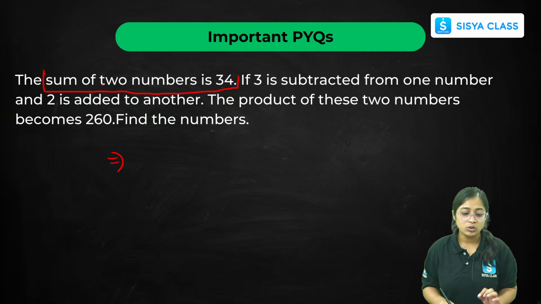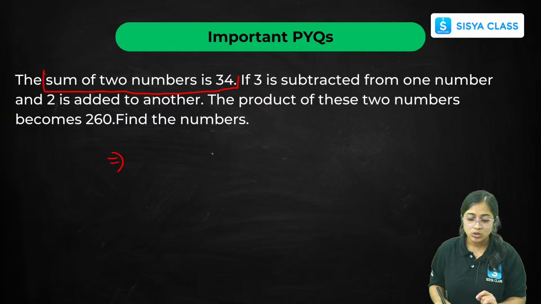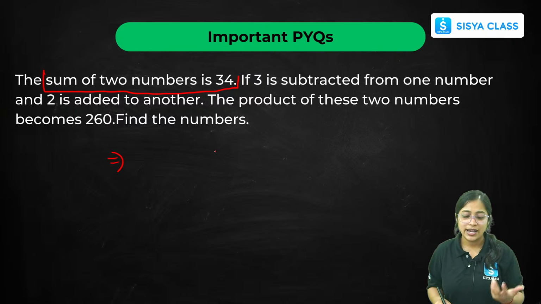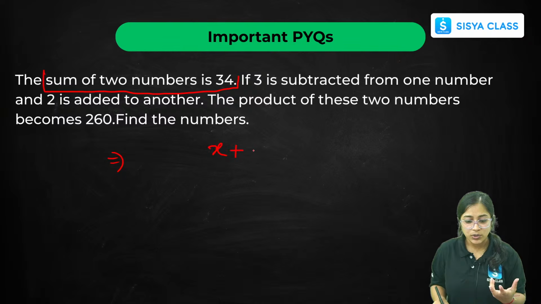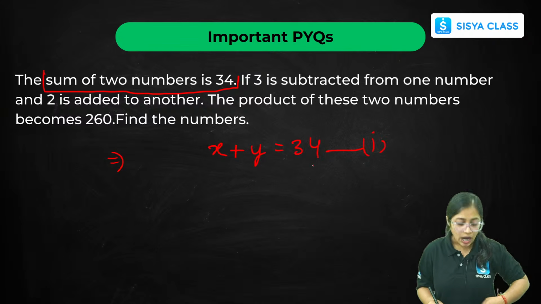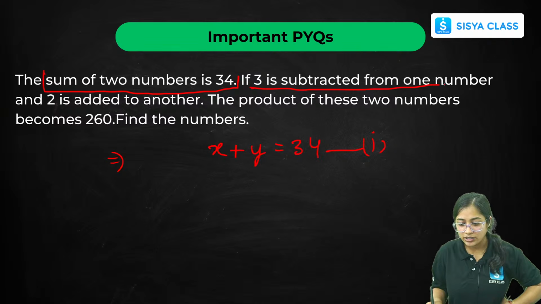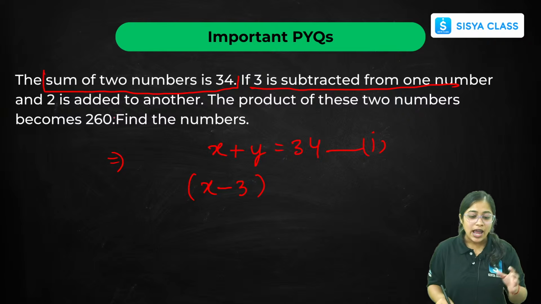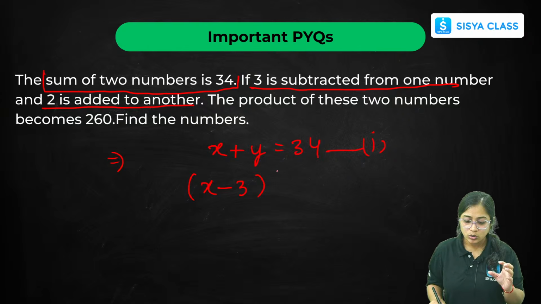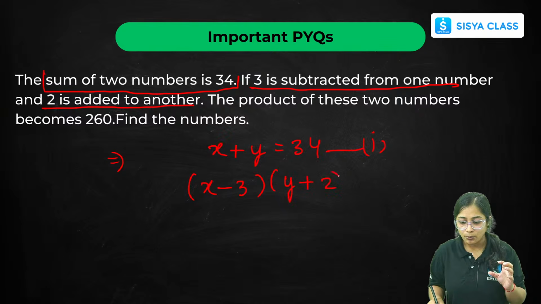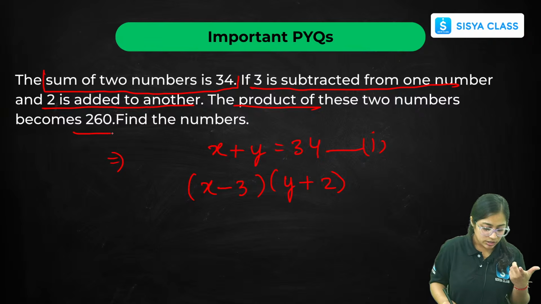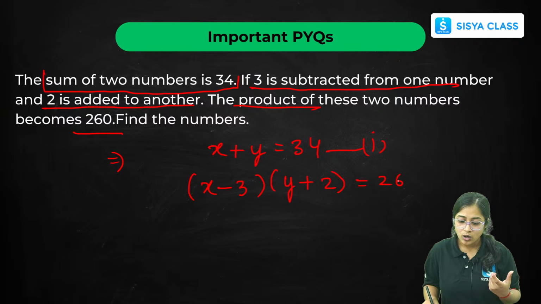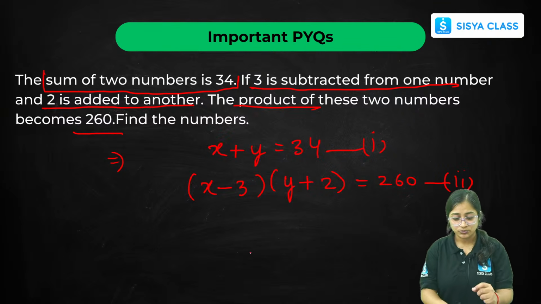So what is given to you? The sum of two numbers is 34. Let's suppose the two numbers are x and y. So x plus y equal to 34. Let's suppose this is your first equation. Now what is given to you? If 3 is subtracted from one number, let's suppose from x, and if 2 is added to another number, then the product of these two numbers is 260. So this is the product of these two numbers, that is 260. Let's suppose this is my equation number 2.